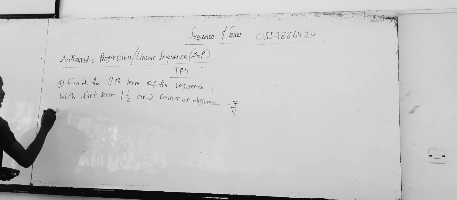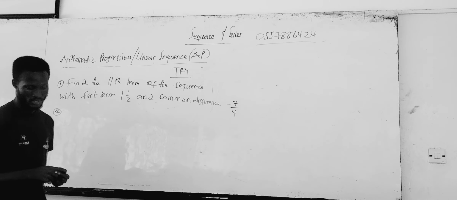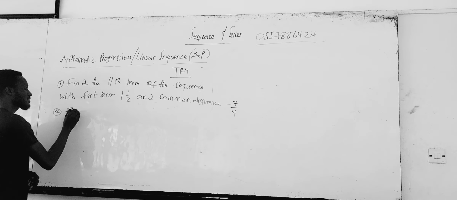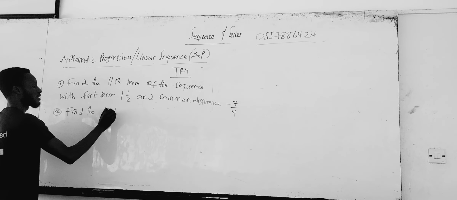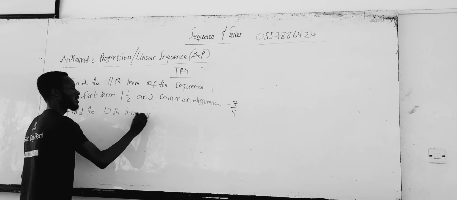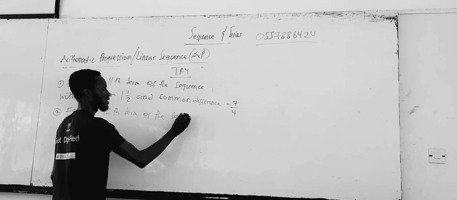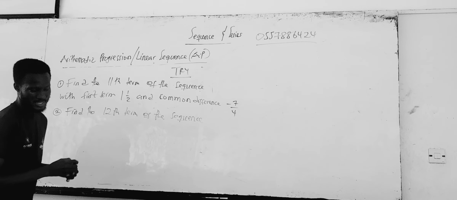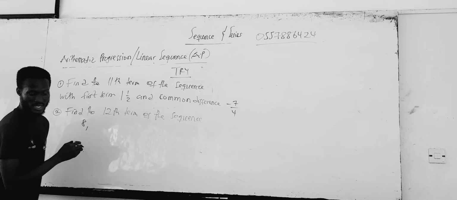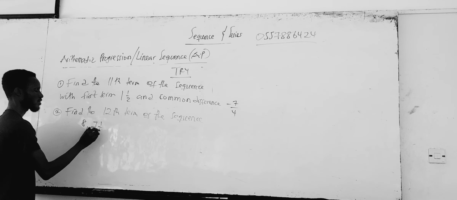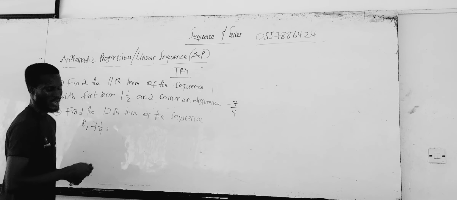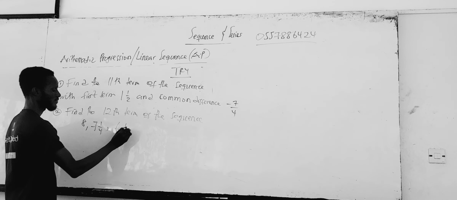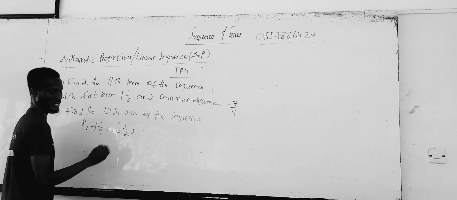Now question number 2. Find the 12th term of the sequence. So I'm going to give you the sequence. The first one is 8. The second one is 7 1/4. The third one is 6 1/2. In that order.